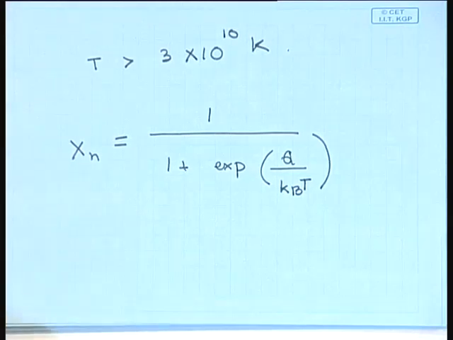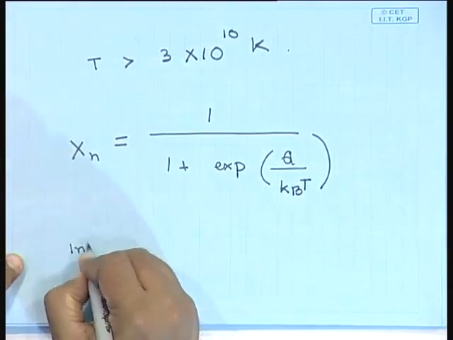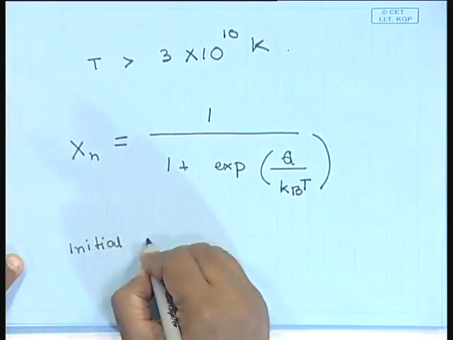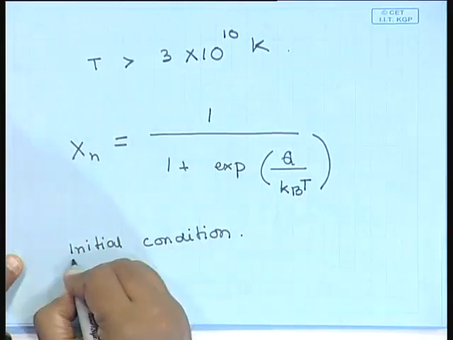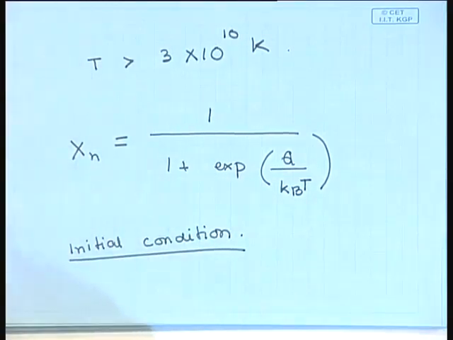So this sets the initial condition. For the neutron fraction, the initial neutron to proton ratio is not assumed by hand. It is set based on the fact that the whole thing is in thermal equilibrium, and there is an assumption that has gone in, which I should make explicit. Beyond that assumption, this is set by thermal equilibrium.